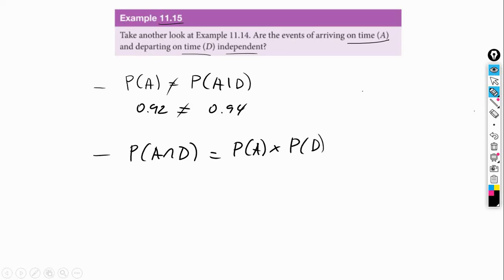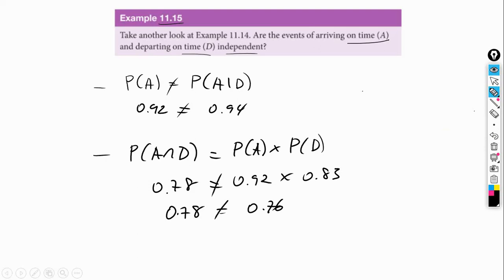Remember, we were told that the probability of A intersection D is 0.78. Then this would have to equal the probability of A, which is 0.92, times the probability of D, which is 0.83. But this gives us 0.76. Therefore, these are not equal, and that means that the events A and D are not independent.